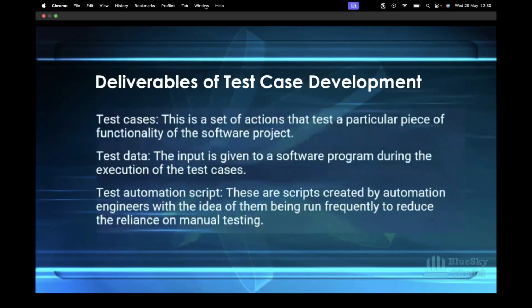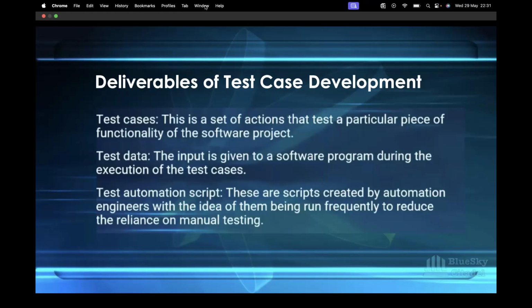So the deliverables of test case development, like we said, are test cases. This is a set of actions that test a particular piece of functionality of the software project. You'll be taught how to write test cases using the BDD formats. Then test data, the input given to a software program during the execution of the test cases. It depends. Not in all cases do you get test data. Sometimes you might make up your own test data. In the case of login, you can just create or use temporary emails and passwords, as well as doing a registration, for instance. You can create your own test data.